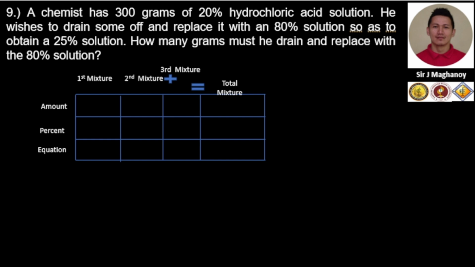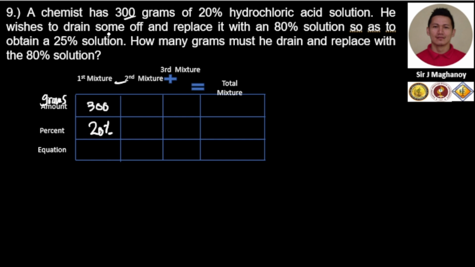Okay, so let's get it on. Let's get the data. For the original mixture, what is the original amount? We have 300 grams. The amount here is in grams. The original amount is 300 grams. What is the percentage of our 300 grams? It is 20% hydrochloric acid. So 20%.